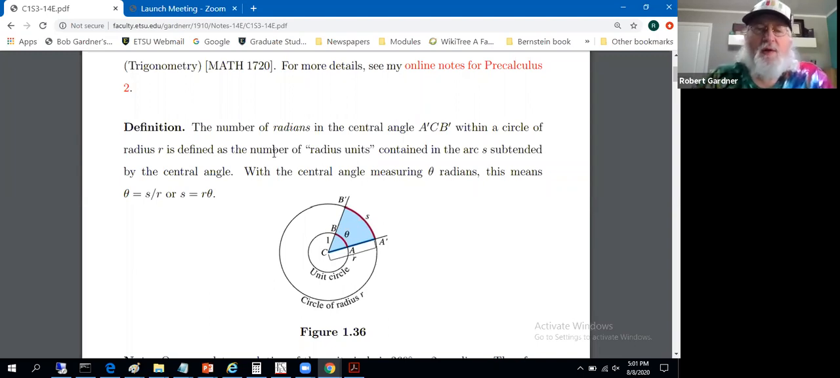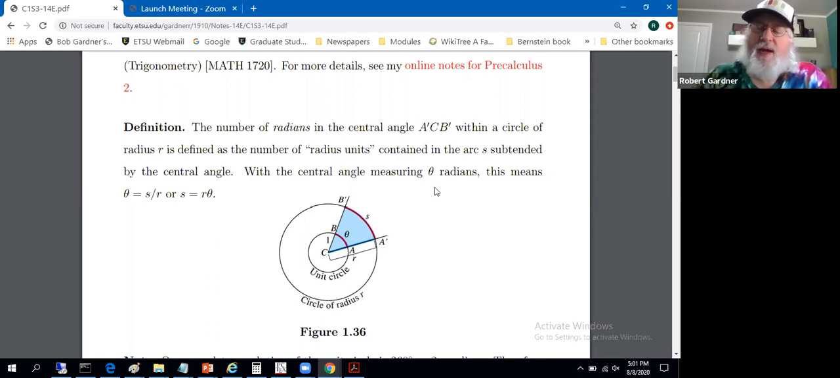Here's the formal definition of the radian measure of an angle. The number of radians in the central angle A prime, C, B prime in this picture. So we've got a circle, and this blue sector here indicates the angle, we'll call it theta, and we measure in terms of radians what the angle theta is. Central angle means its vertex is at the center of this circle. We're taking a circle of radius r. The number of radians in that angle is defined as the number of radius units contained in the arc S subtended by the central angle theta.